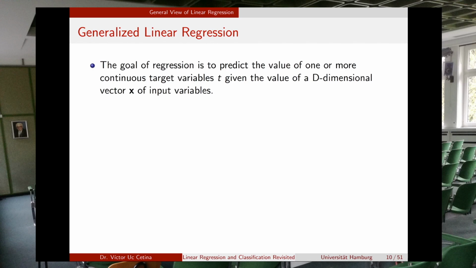Okay, so what about the generalized linear regression? The goal of regression is to predict the value of one or more continuous target variables t given a d-dimensional vector x of input variables.